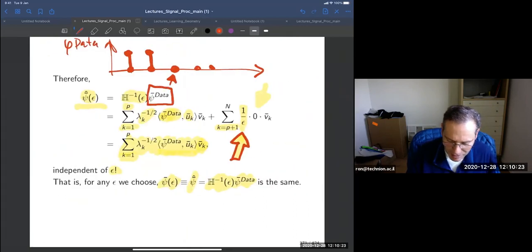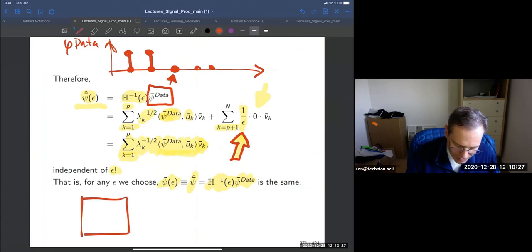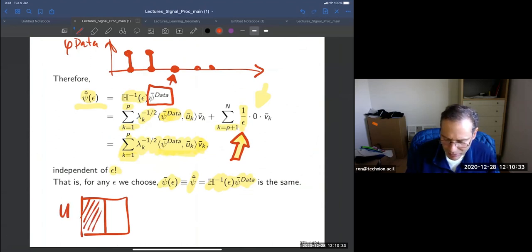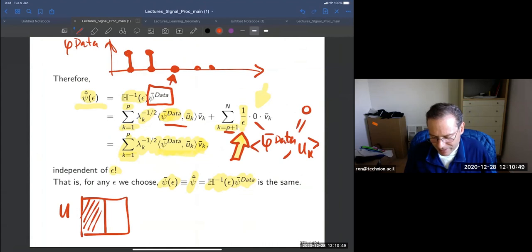Remember, psi data belongs to a very specific set; it belongs to only the first k vectors of U. Projecting them onto any other one would always give me zero. So if I write here psi data projected onto UK, where UK is this guy, it would be equal to zero, because this is how I constructed my psi data.